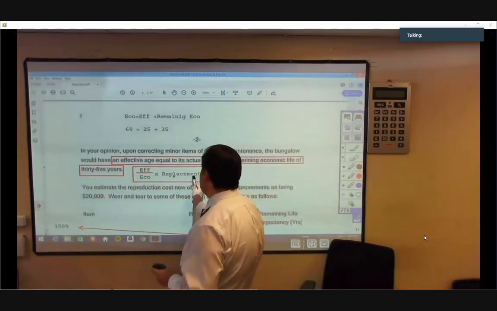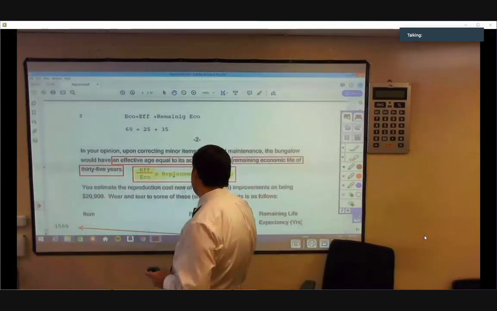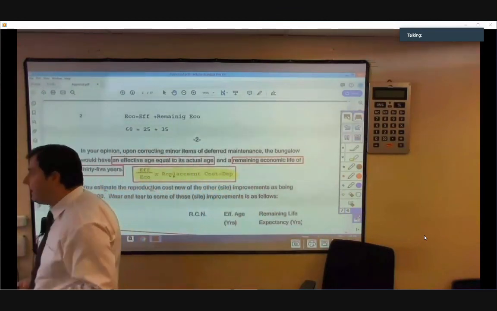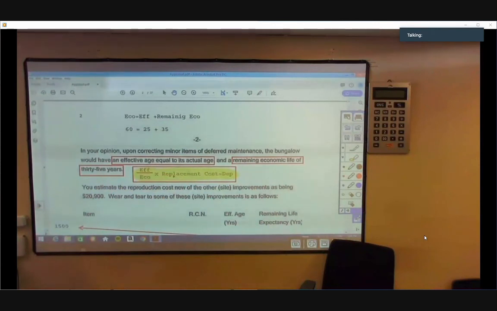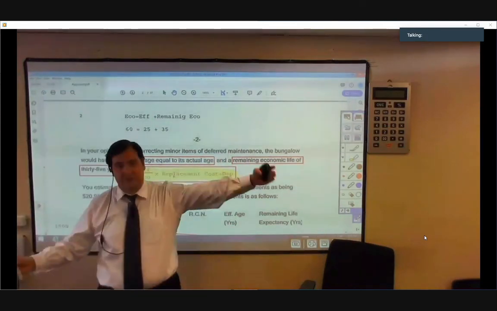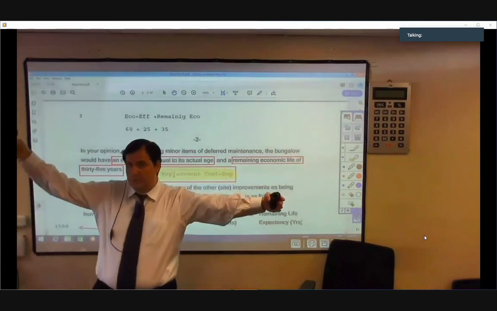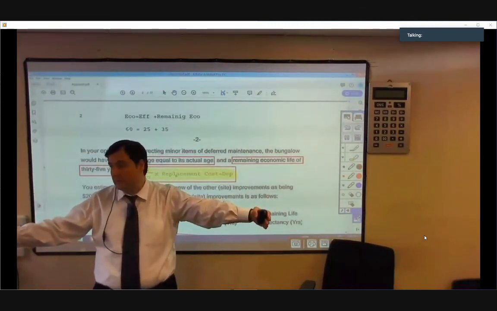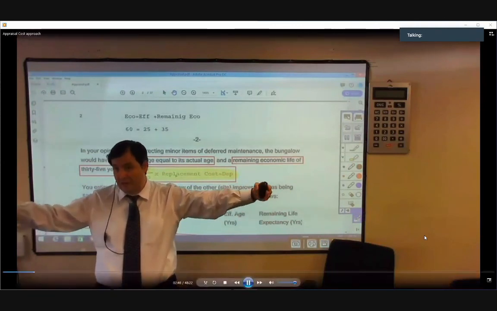To calculate the depreciation, you need the effective age of the house divided by the economic life of the house. So what is economic life? After they build it, after how many years is it going to be worthless? Look at my hands. You build the house today, after 70 years it's going to be land value, no value for the house. So that's called the economic life of the house.